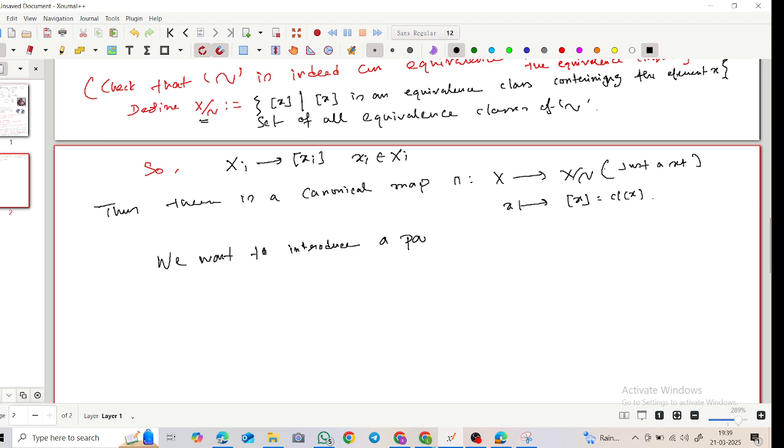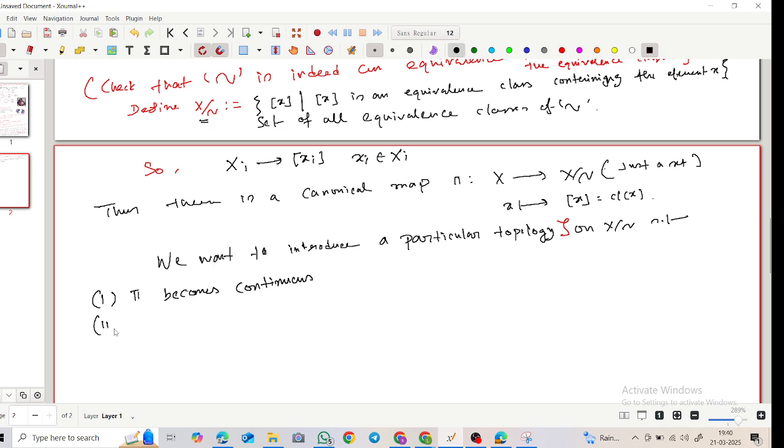Introduce a particular topology on X tilde such that one, pi becomes continuous: the topology tau on X tilde so that pi becomes continuous.